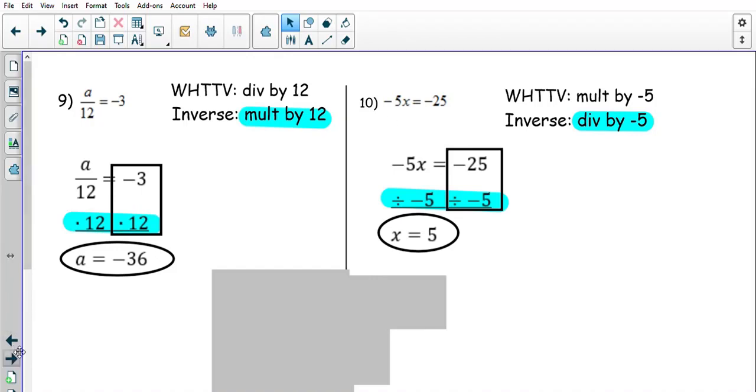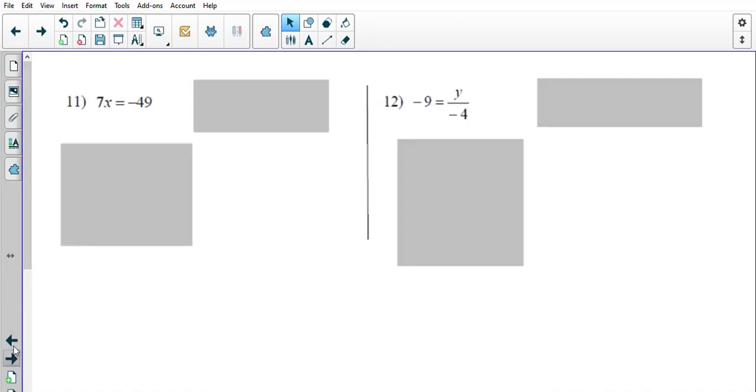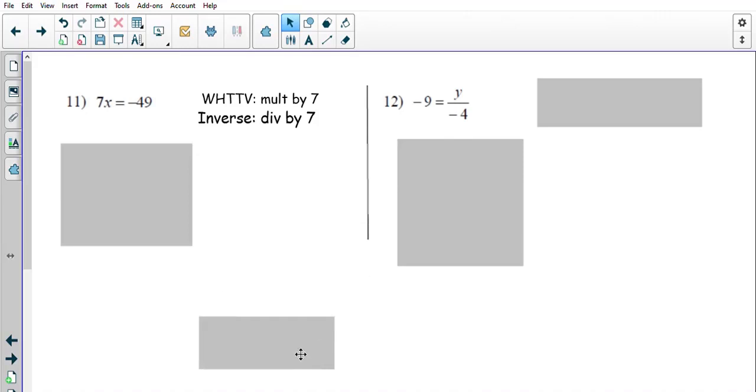All right, let's go ahead and take a look at number 11. 7x equals negative 49. What's happening to the variable x? We're multiplying by 7. What's the inverse of multiplying by 7? It's divide by 7. Remember, at any point, if you feel the need to either pause the video to copy things down, or maybe pause the video to try some questions on your own, you can do that.